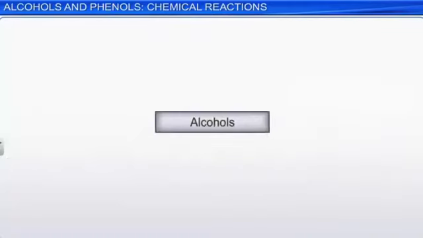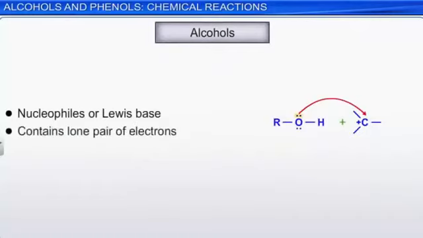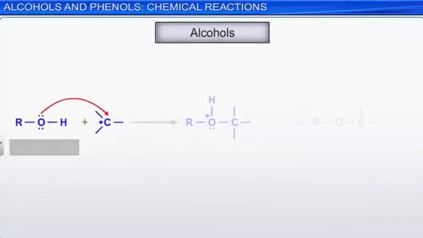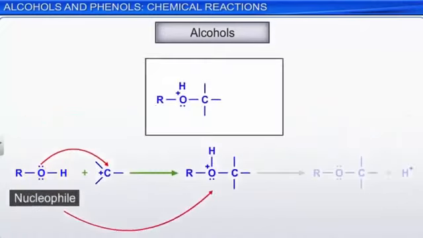Alcohols are a versatile class of compounds. They can act as nucleophiles or as Lewis bases. Note the lone pairs on oxygen in the alcohol formula. When alcohols act as nucleophiles, the bond between the oxygen and the hydrogen is broken.